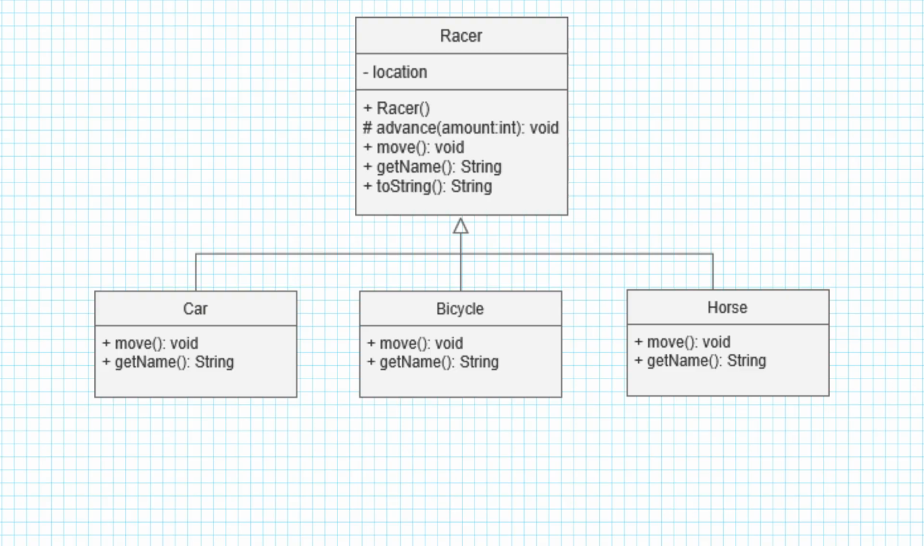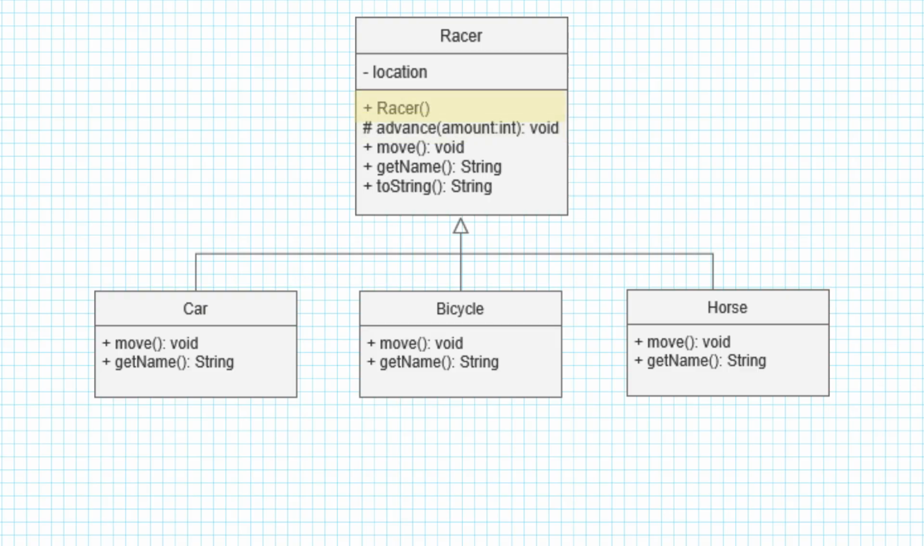I've drawn a class diagram for this inheritance hierarchy. The racer class is the superclass, and it contains the location field, the location of the object at some point while the program is running. And I have chosen to make that private. To modify that private field, the subclasses will need a method in the superclass. So I've added a protected advance method that they can use to add to the location field. A protected method can be invoked by subclasses, but it can't be seen outside of the inheritance hierarchy.